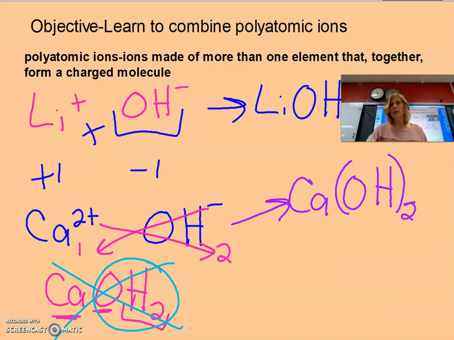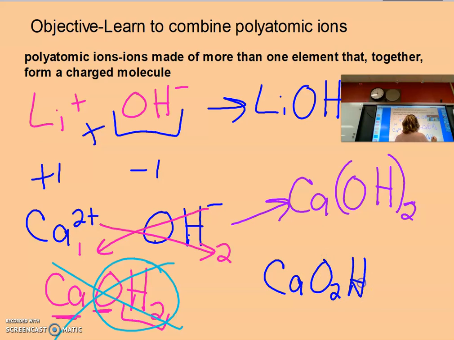I'm going to show you really quickly another thing that I sometimes see students try to do that is also wrong. It is also wrong to say, well, I know I have 2 of these and 2 of these, so why can't I just do this, O2, H2, because that would give me 2 of each of those.